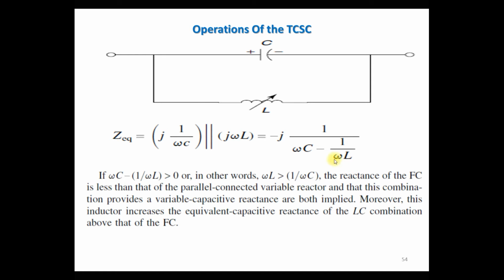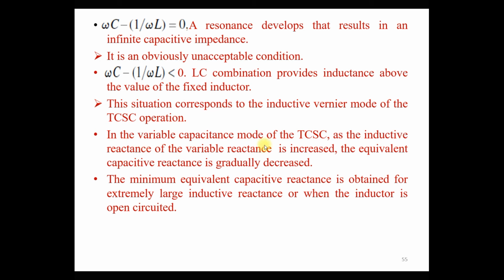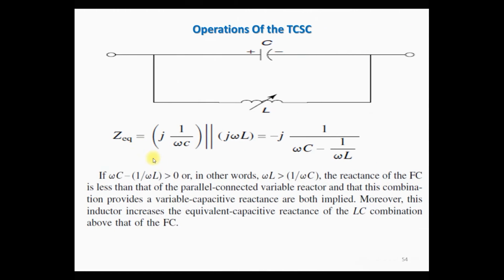So it means that as the inductive reactance of the inductor increases, the overall equivalent capacitive impedance will reduce in the system. So you can read this here. In the variable capacitive mode of TCSC, as the inductive reactance of the variable reactance is increased, the equivalent capacitive reactance is gradually decreased. That is only in the first condition here, when ωC - 1/ωL is greater than 0.